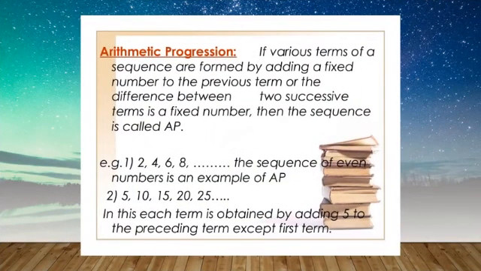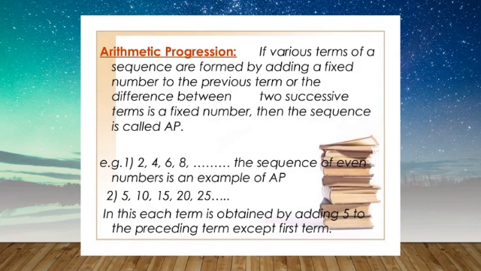A particular kind of number sequence where I'm either adding or subtracting a fixed number to each term so as to get my next term, then such a number sequence is known as an AP or an arithmetic progression. For example, 2, 4, 6, 8 and so on, 5, 10, 15, 20, 25 and so on.